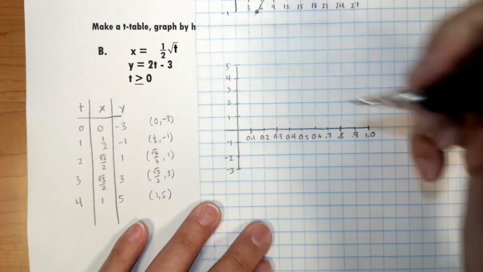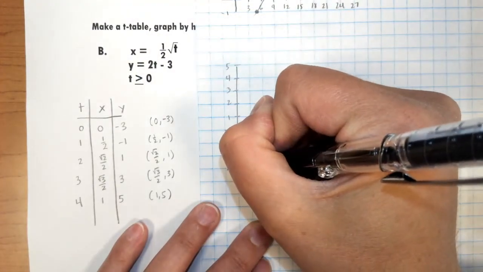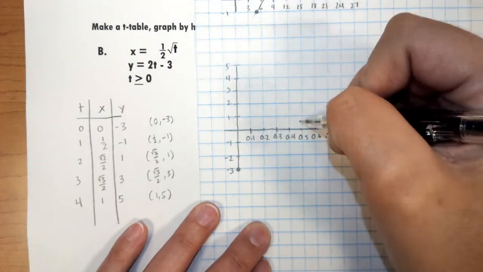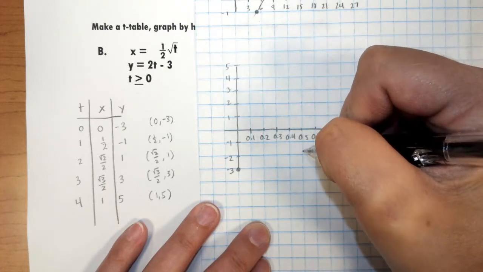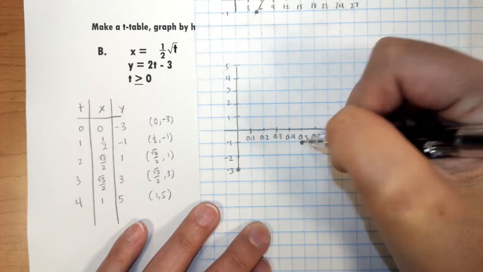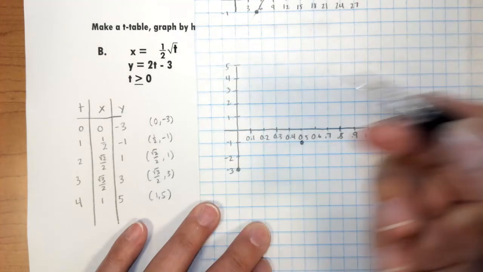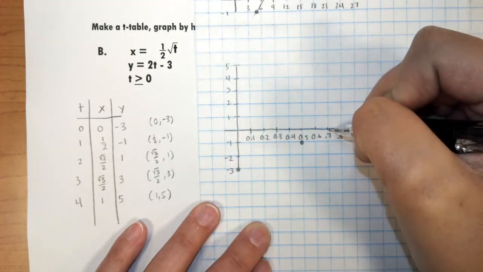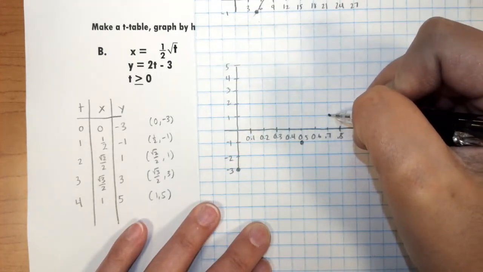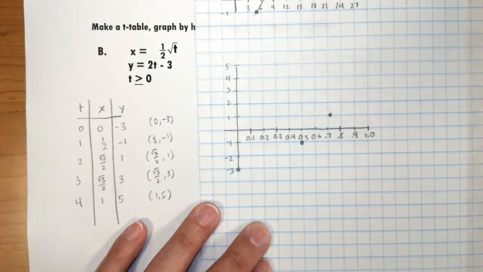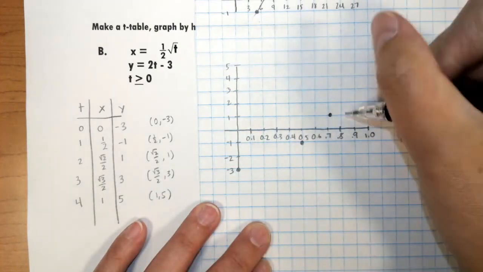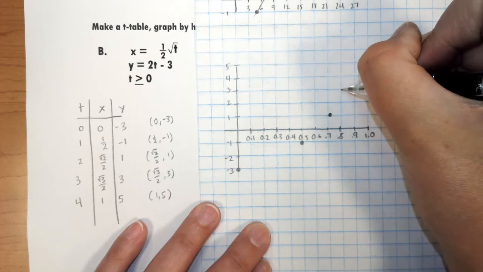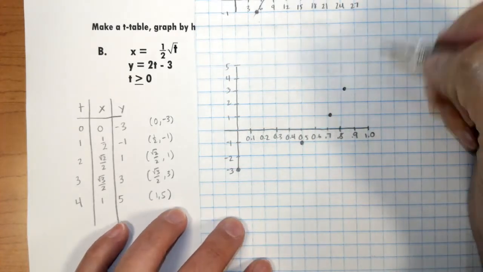Okay, and plot the points. 0, -3, right there. And then 1/2, -1. And then root 2 over 2 is 0.7 something. So 0.71, and we'll just go a little bit more. Root 3 over 2 is 0.8 something, so 0.83. Then I'll go just a little bit more. And then 1, 5.